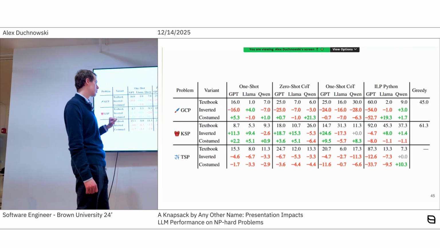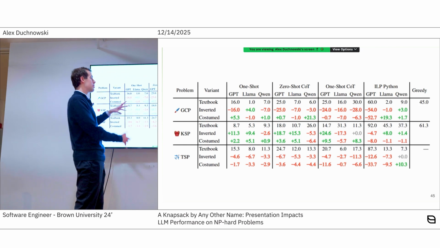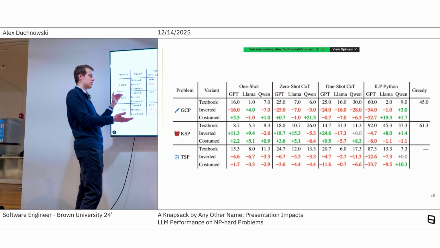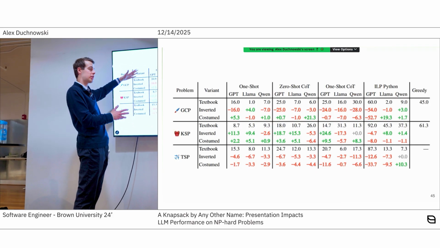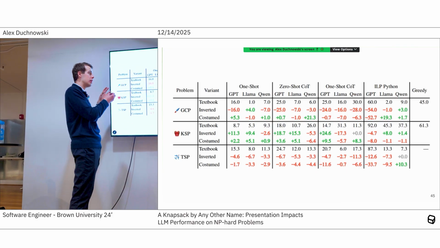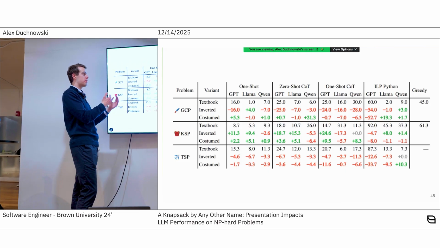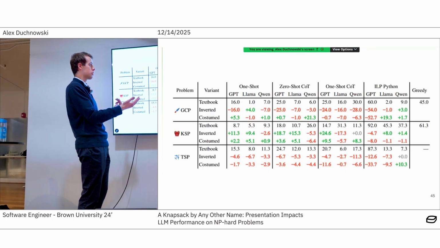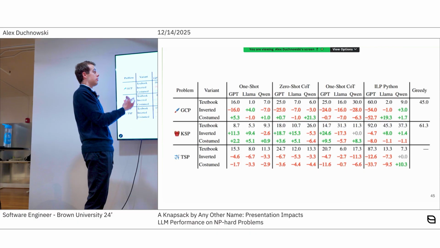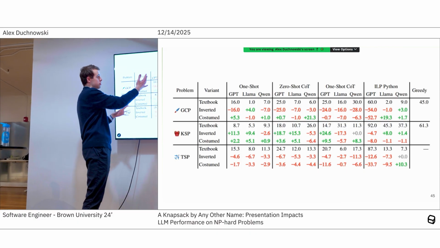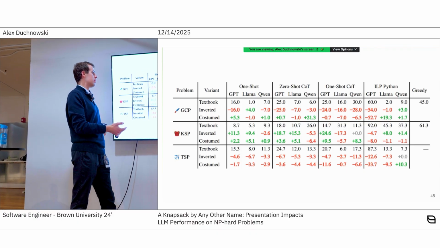Yeah, that makes sense. The table is constructed in such a way as to specifically highlight these differences between textbook, inverted, and costume, because that was what we were looking at in this analysis right here. In terms of looking at the models across what's going on, you can see that GPT is doing better than Llama and Quen.